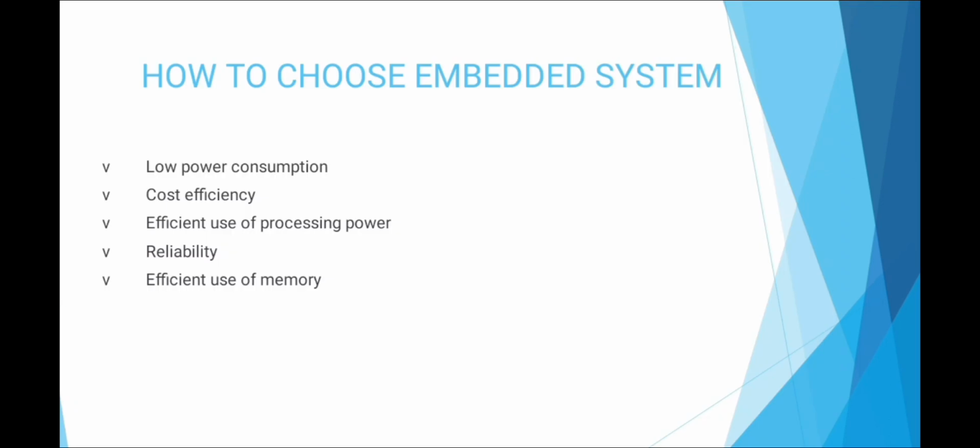How to choose an embedded system? Low power consumption, cost efficiency, efficient use of processing power, reliability, efficient use of memory.